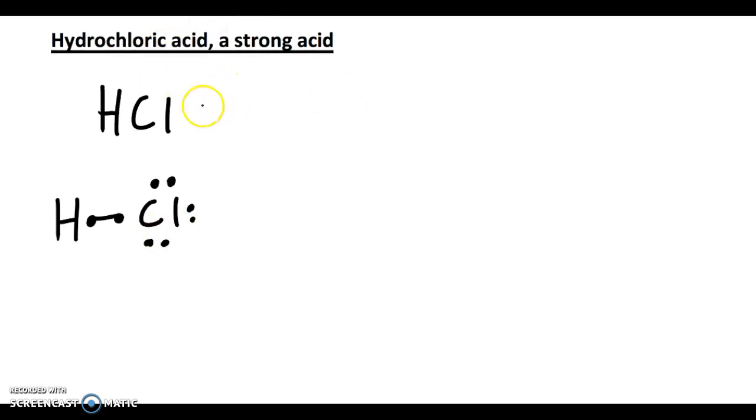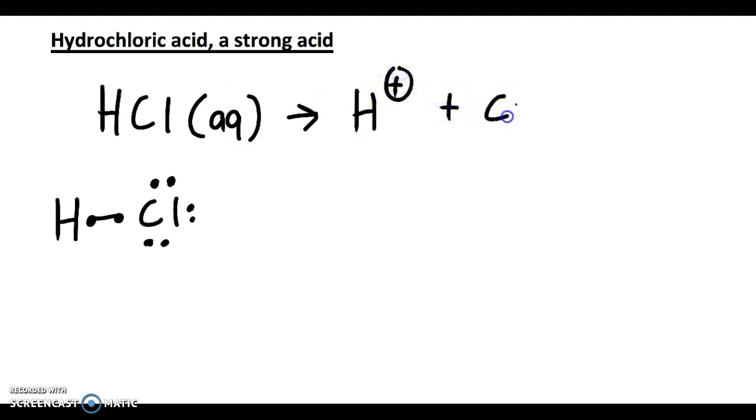Now HCl, when you put this in an aqueous solution, that's what it means by this AQ here, dissociates completely. This H separates itself from this chlorine. But let's see what happens on a smaller level. So this chlorine is going to take these 2 electrons, and something else, which isn't drawn here, is going to pull this H away.